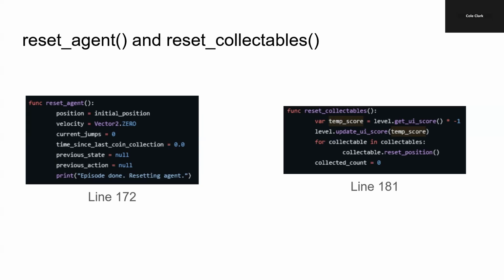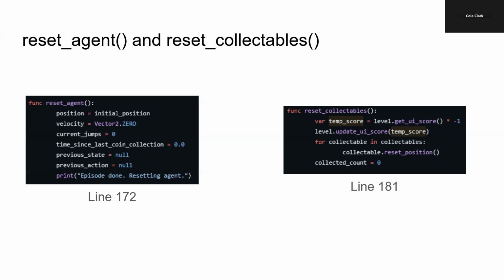Time since last coin collected is used to determine whether the episode should be ended. If the agent takes too long to collect a coin, the episode is reset, so time since last coin collected should start at 0. The previous state and action are set to null, since the last episode should have no impact on the new episode.